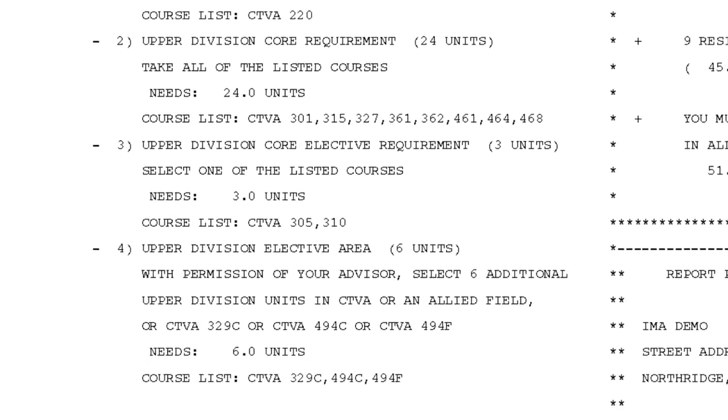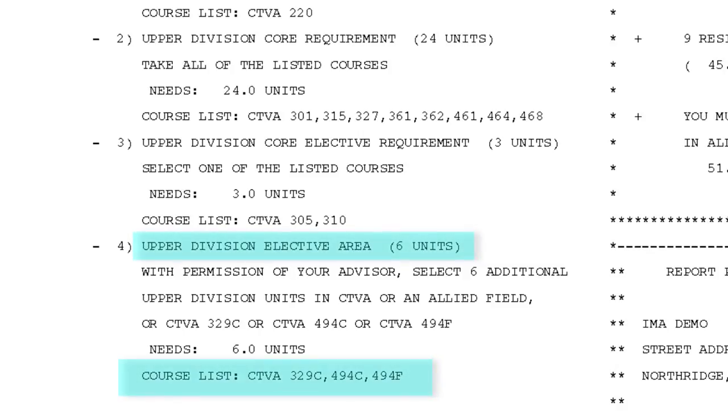Note that the course list for the upper division elective area only has a few courses listed. While the Internship 494 courses are highly encouraged, they are not required. Many students take other upper division courses instead. You can see which elective courses are popular by checking the forums on the Moodle page.